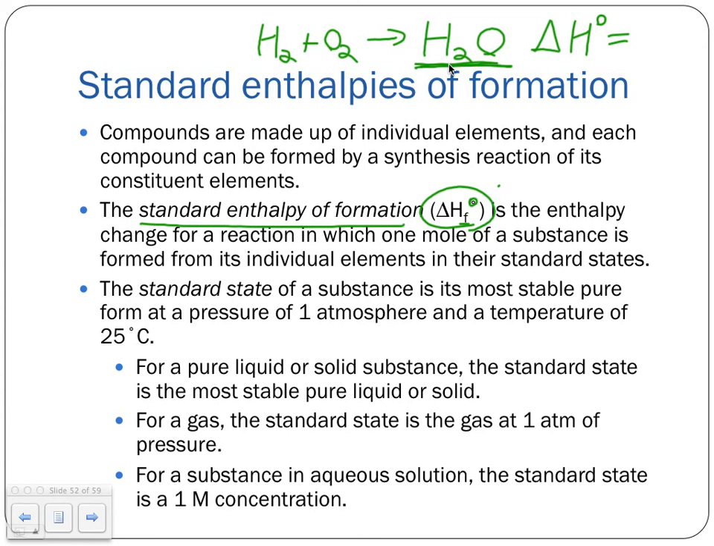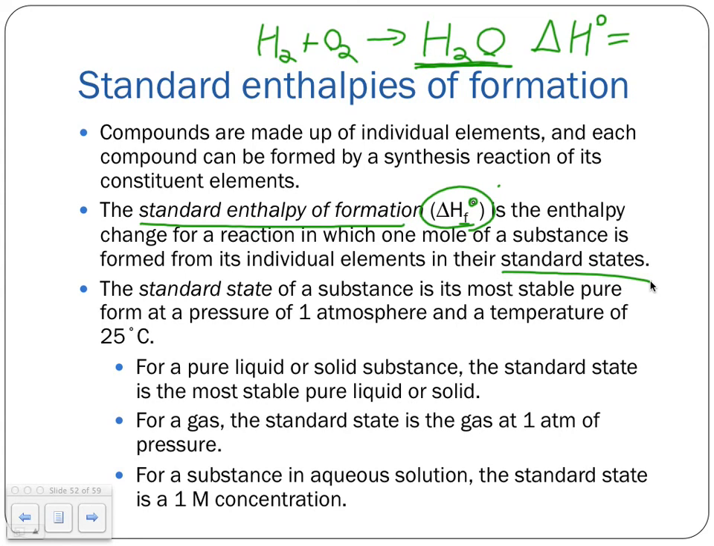So note though that it says individual elements in their standard states. We need to talk on that a little bit. The standard state of a substance is its most stable pure form, and that's going to be at a pressure of 1 atmosphere and a temperature of 25 degrees Celsius. So we're looking at 1 atmosphere of pressure if it's a gas, and for all substances a temperature of 25 degrees Celsius. And what is that substance's most stable pure form?